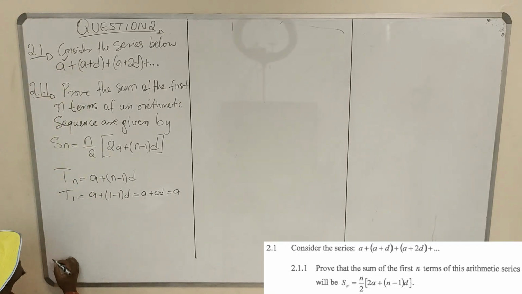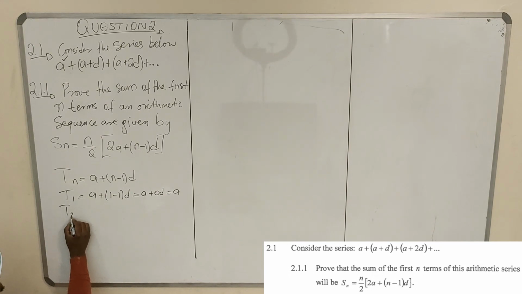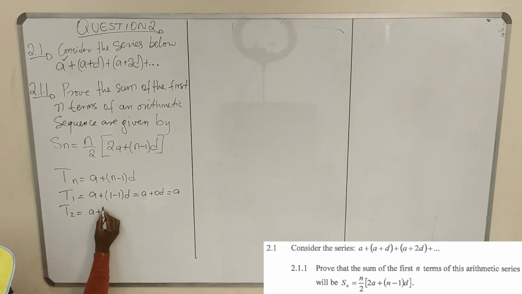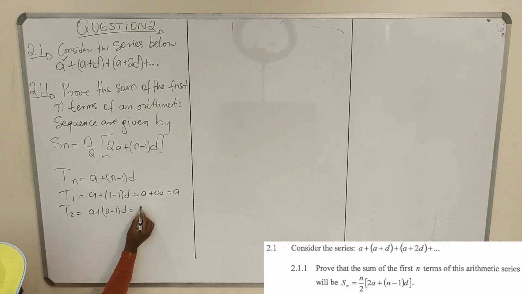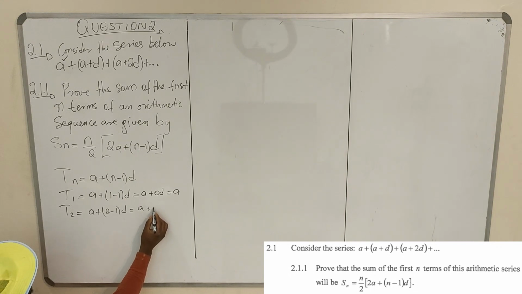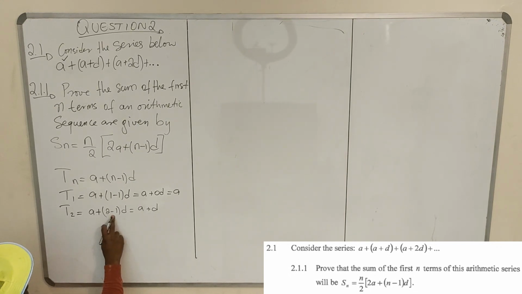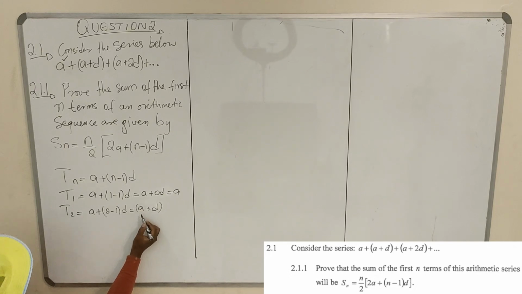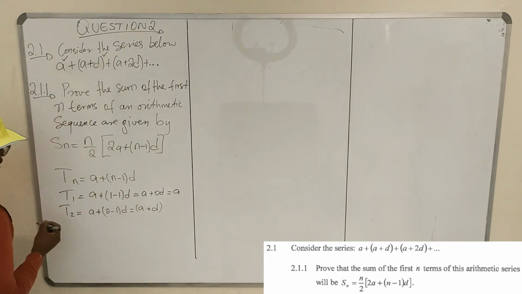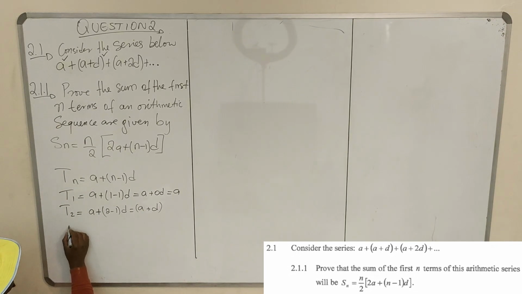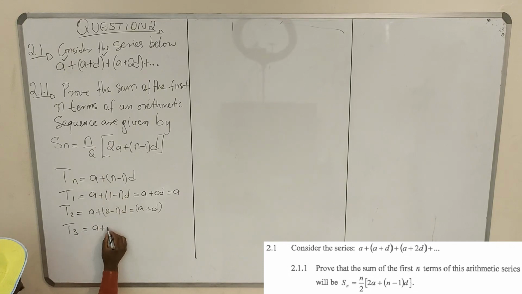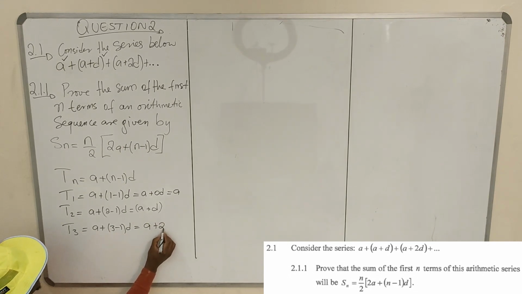Let's go for term number 2. T2 is equal to A plus (2 minus 1) times D. So it's A plus D, because this will be 1. This is your second term. Let's go to term number 3. T3 is equal to A plus (3 minus 1) times D. So the answer will be 2D.